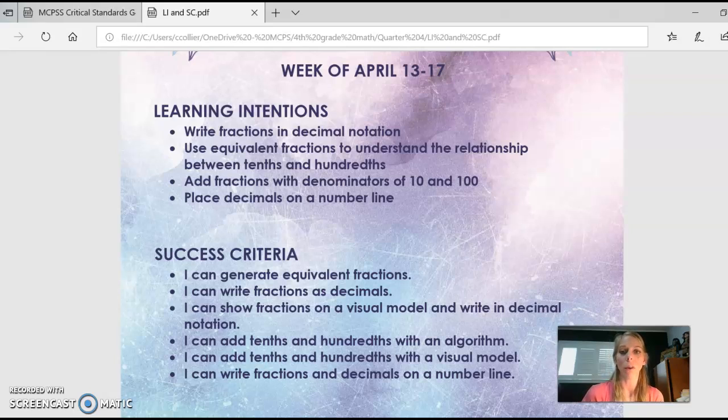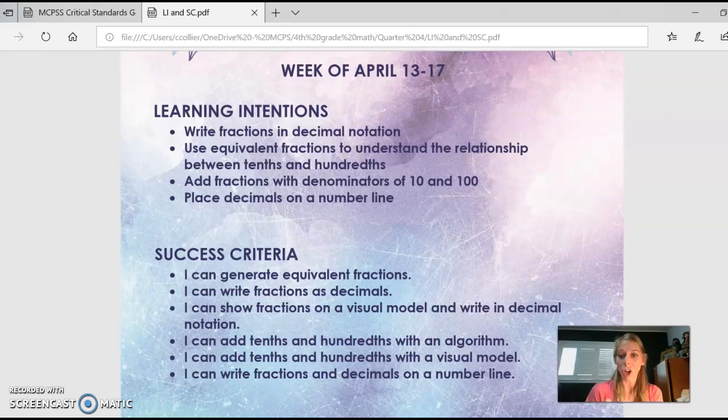We're going to use equivalent fractions to understand the relationship between tenths and hundredths. We're going to add fractions with denominators of 10 and 100. And we're also going to place those decimals on a number line. That's what we should be able to do by the end of the week this week.